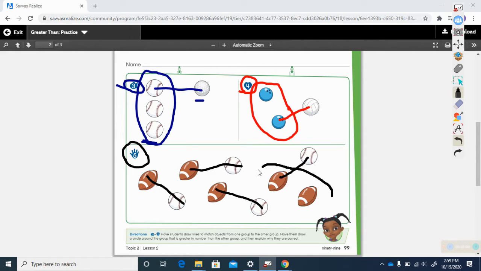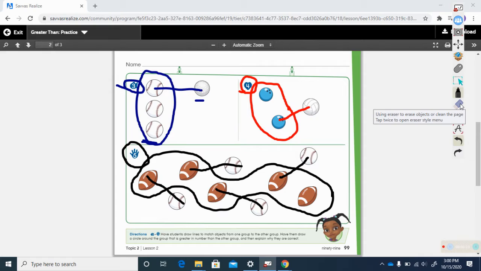I'm going to circle the number of footballs and only the footballs because the number of footballs is greater than the number of baseballs. Go ahead and pause the video so that you can do that. And then whenever you resume it, I'm going to have my board erased and we're going to go on to the next page.